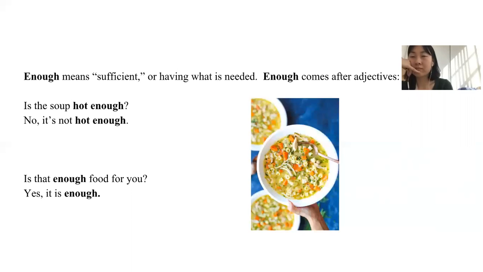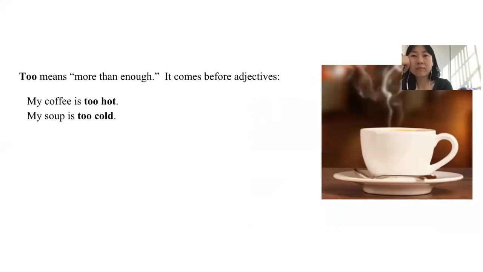You can also use the word too when talking about food. Too means it's more than enough. So it could be too much or too little of something. Your coffee could be too hot or your soup could be too cold. If it's too hot, you can't drink it yet because it's still so hot. Or if it's too cold, you want it to be heated up more. Does that make sense? Yes.